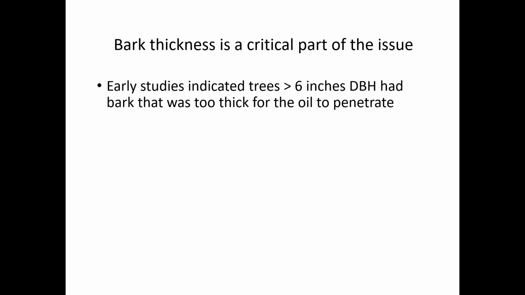So let's talk about bark thickness. Early studies indicated that trees greater than 6 inches DBH had bark that was just too thick for the oil to penetrate. So how did they figure this out? They went out and sprayed a bunch of different size trees, and the ones all under 6 inches tended to die a whole lot better than anything above 6 inches, where they saw very little activity.